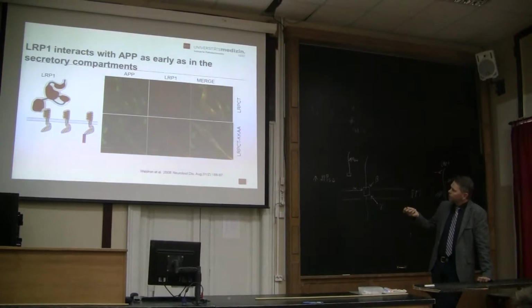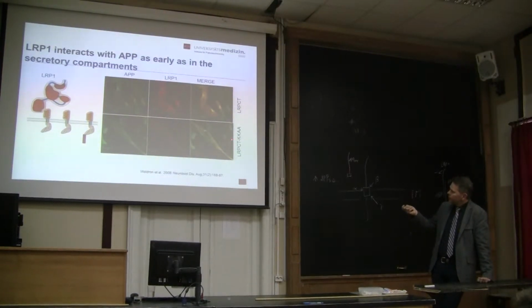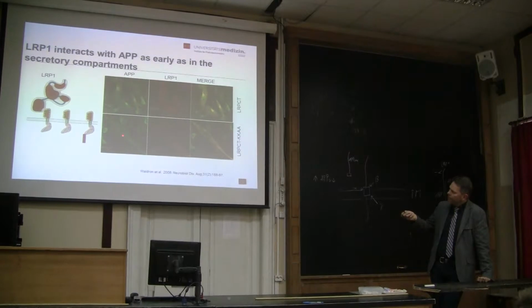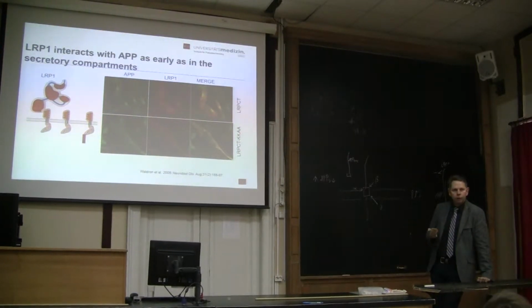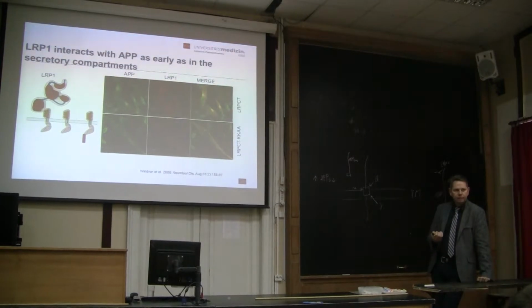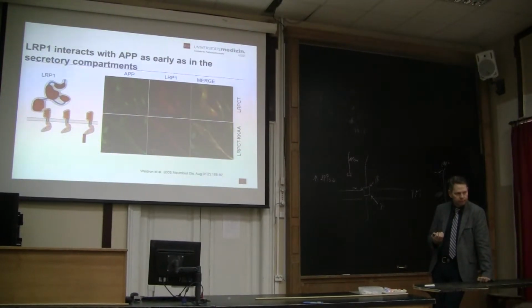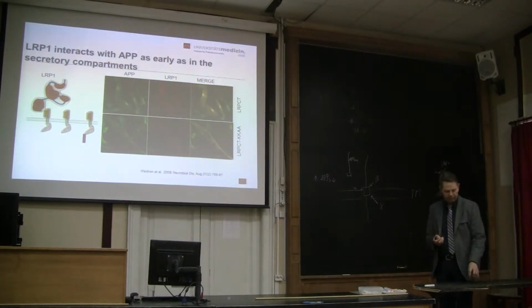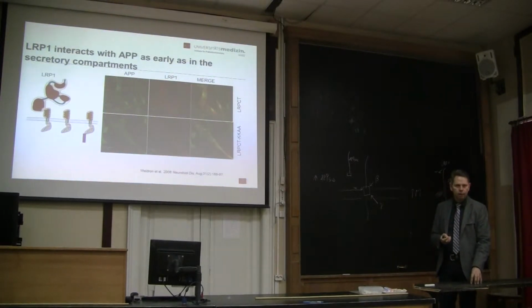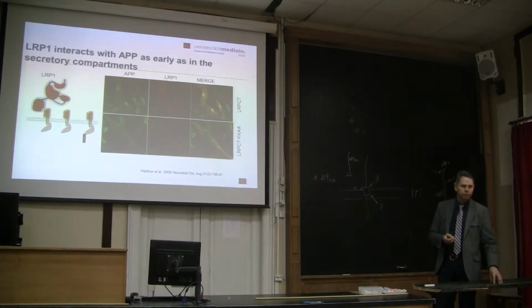But when we retain the LRP construct in the ER, as shown here, this is LRP, these proteins retain APP in the ER at the same time. So endogenous APP is retained in the ER when LRP is retained in the ER. So these two proteins stick together already in the ER, travel together to the surface, and then are internalized together.